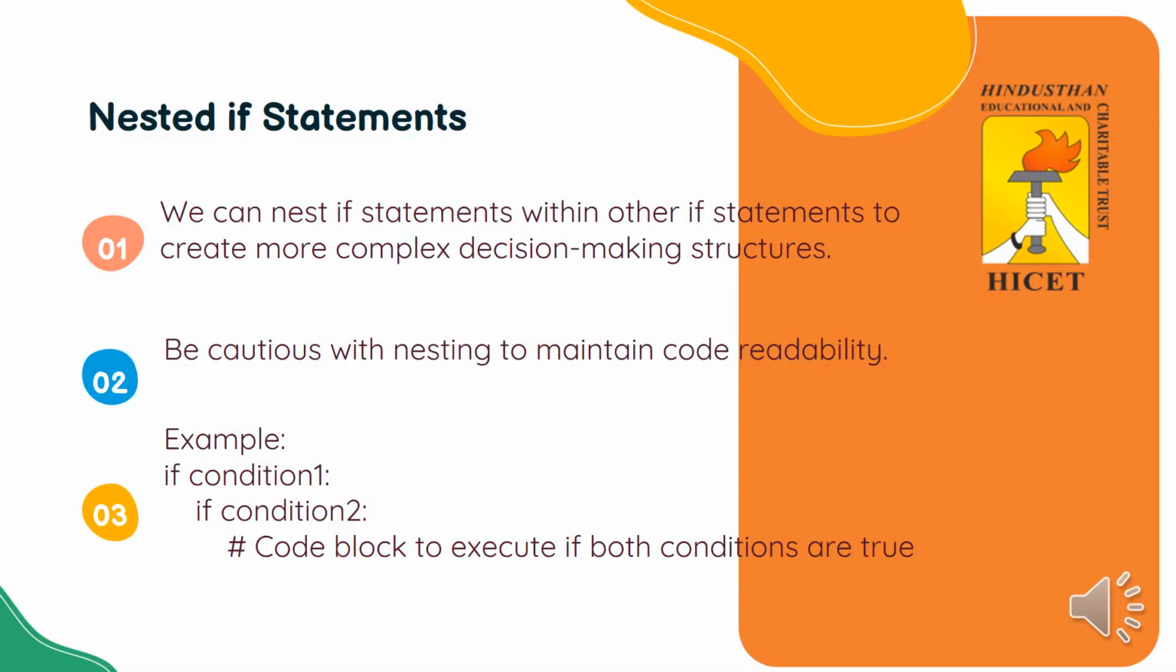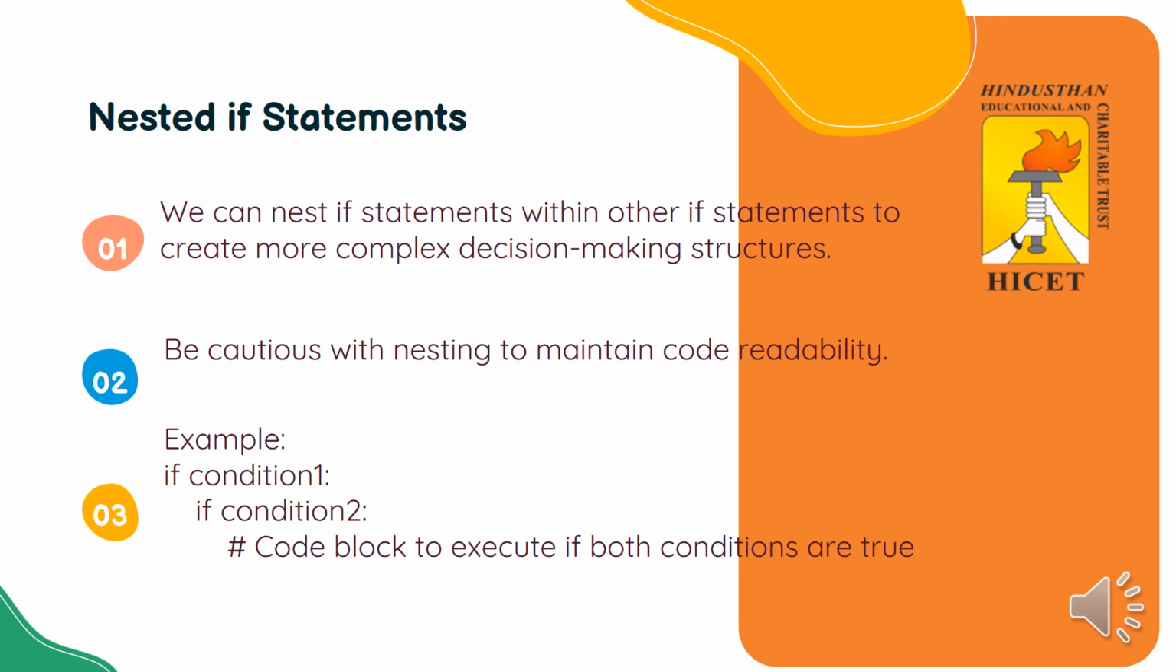The last type which you are going to see is nested if. What do you understand by the word nested? Nested is a complex structure. Can you see the bird's nest? It is a complex structure. In the same way, a nested if is a complex decision making structure. In simple words, we can say it is a condition inside a condition.